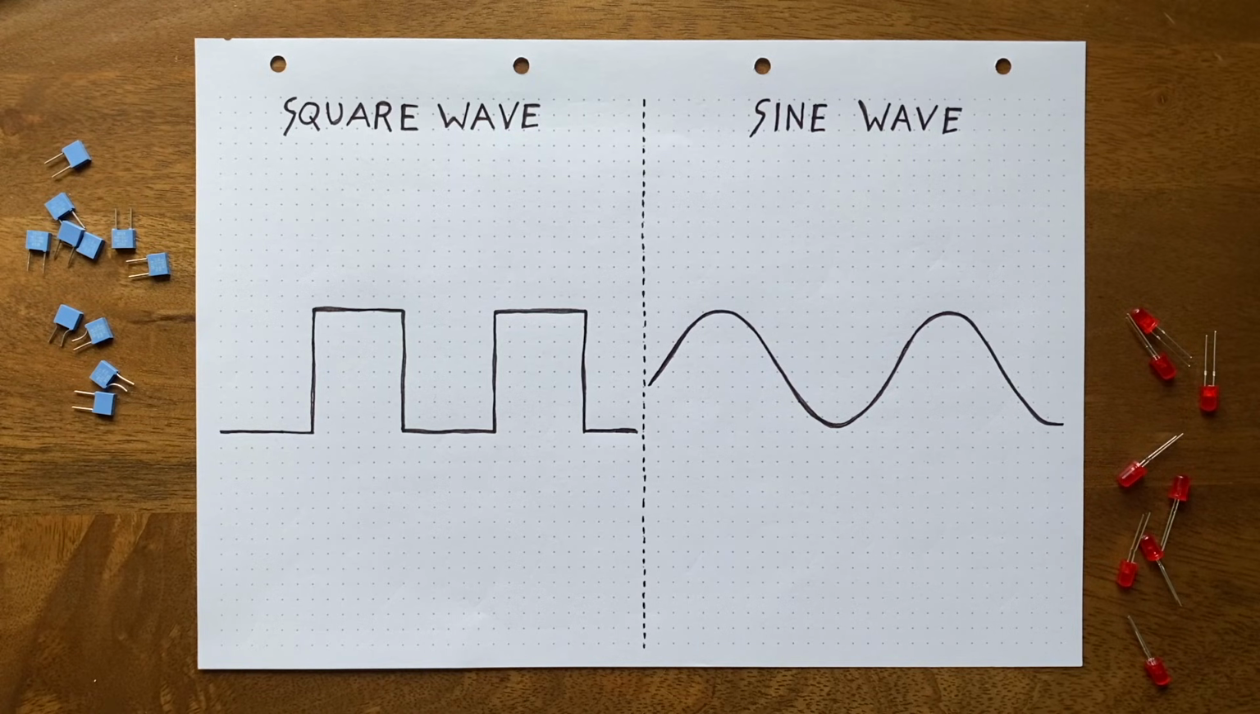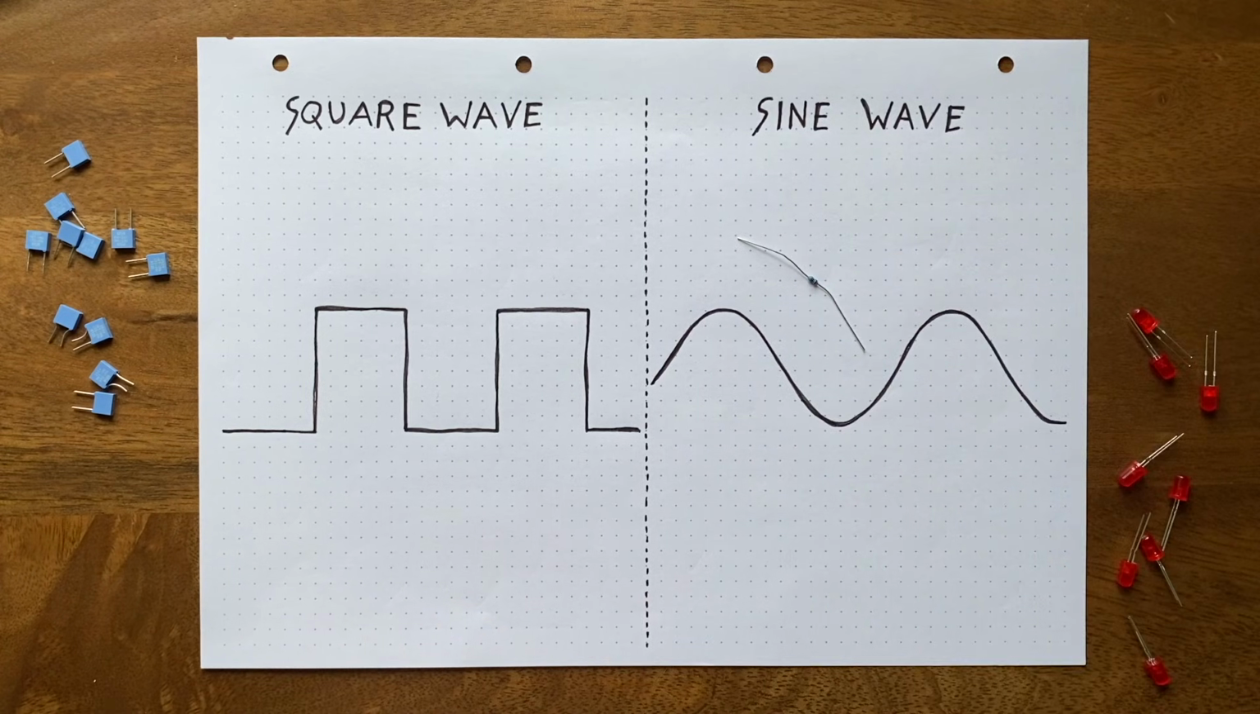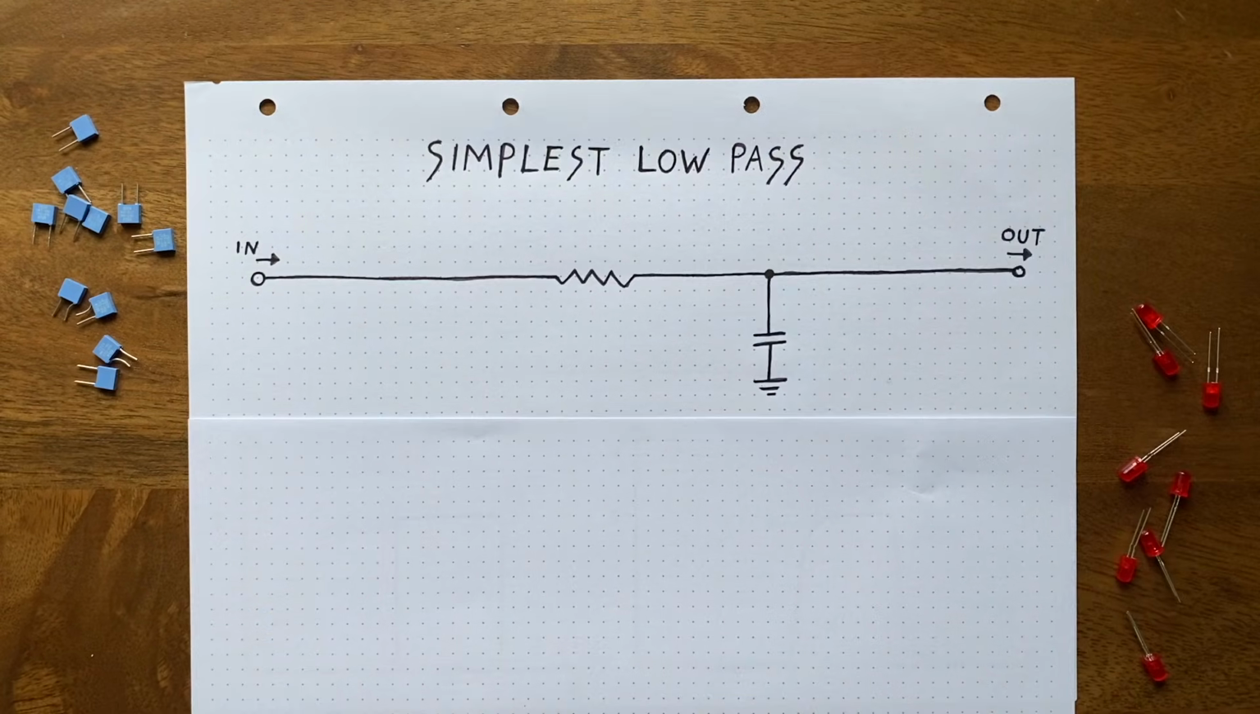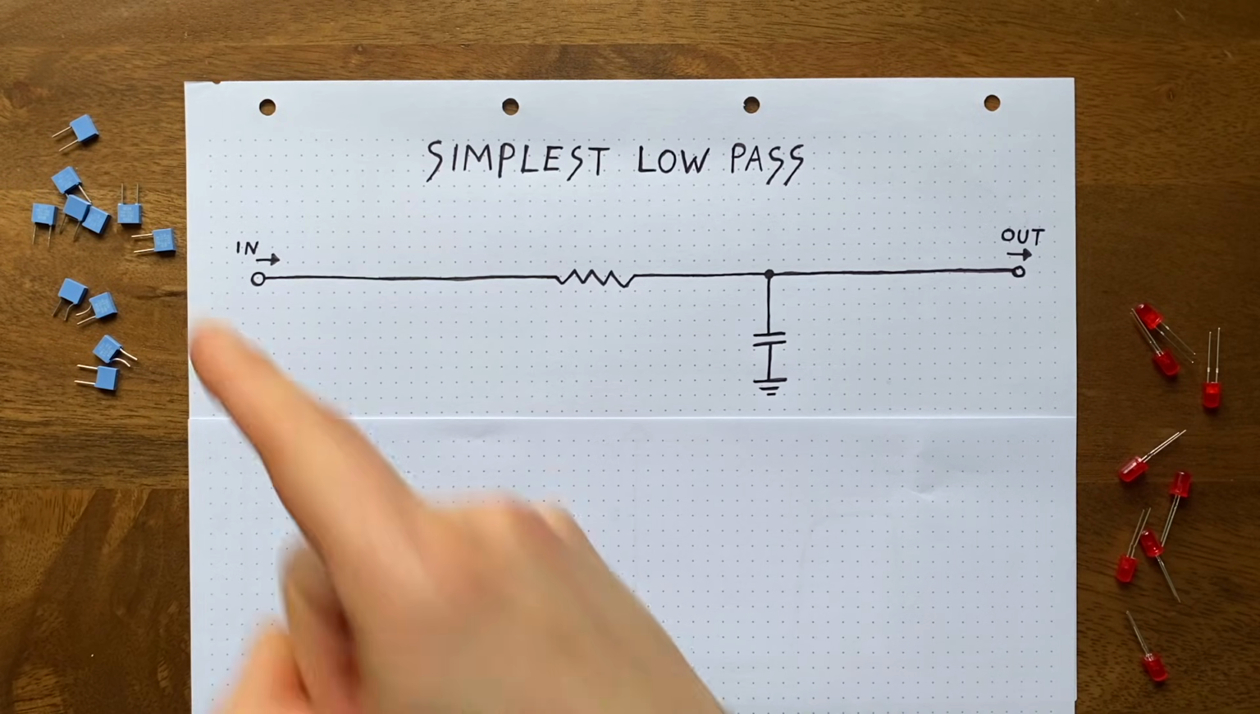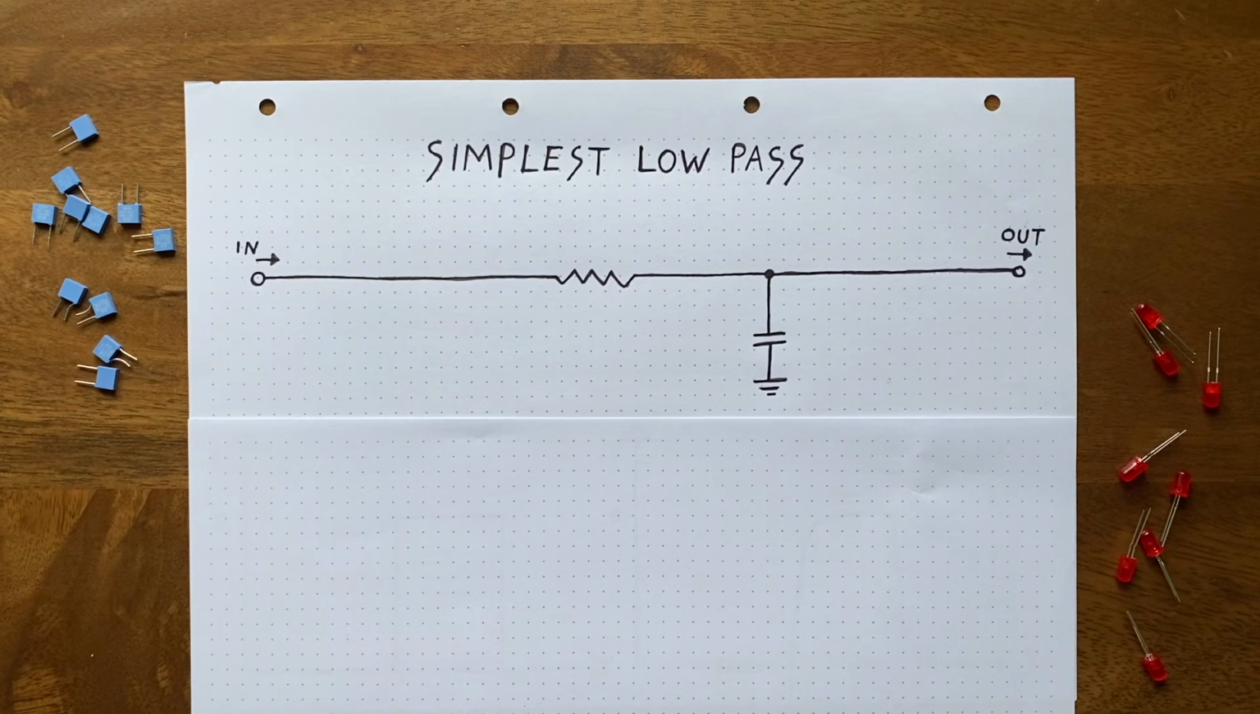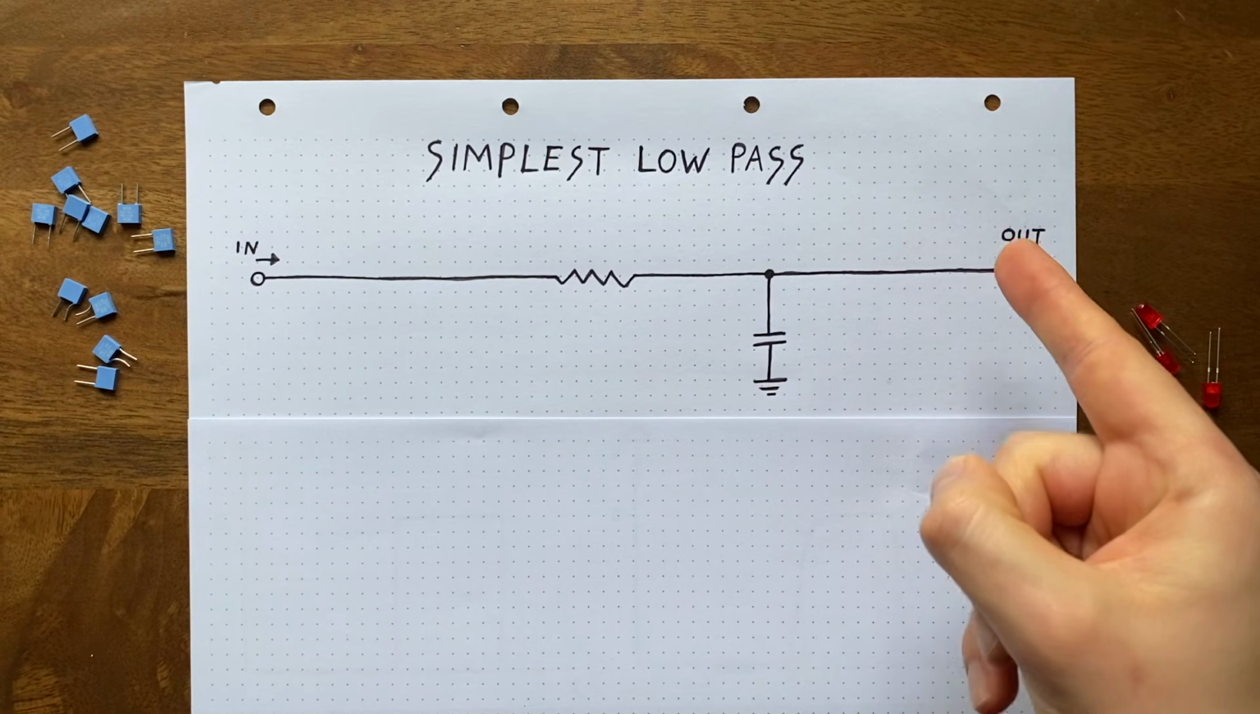How do we do that? It's actually really simple. All we need is two components, a resistor and a capacitor. Set them up like this and you get a basic low-pass filter. Now, any signal that we send in here will have some of its overtones removed. The result can then be picked up from here.